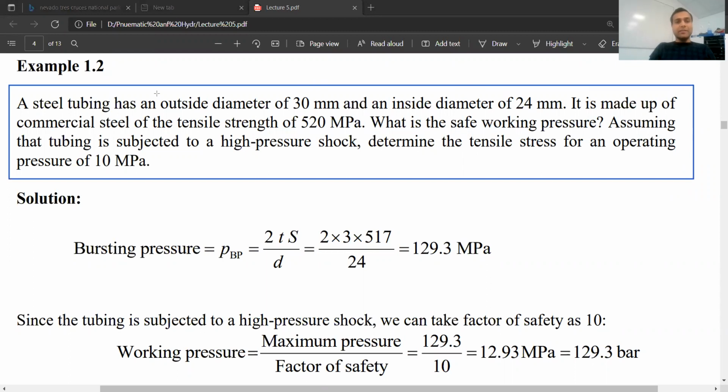Let me just change some things. A steel tubing with an outer diameter of 30 millimeter and an inside diameter of 24 millimeter, and it's made of some kind of steel. The tensile strength of that steel is 520 megapascal. That's where it's going to fail. They're asking us to find the safe working pressure. So what is a safe working pressure?